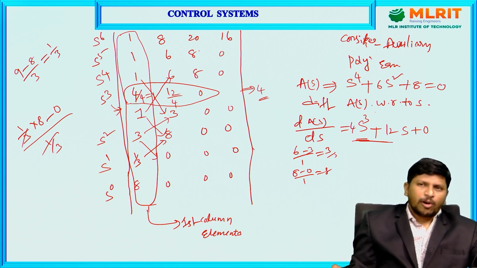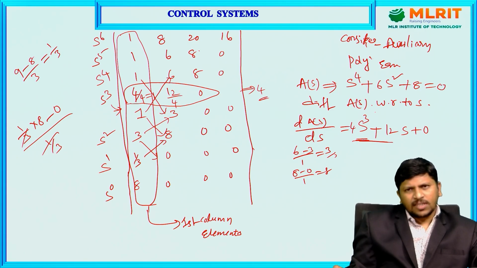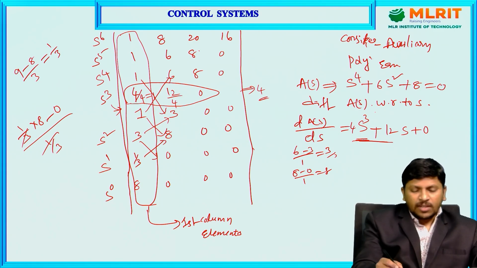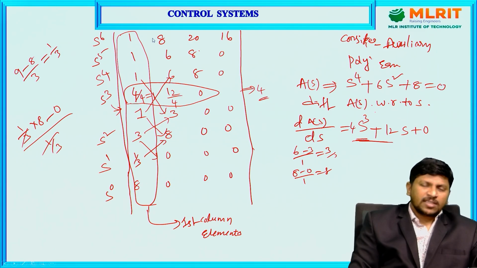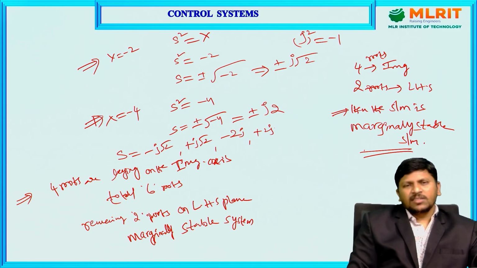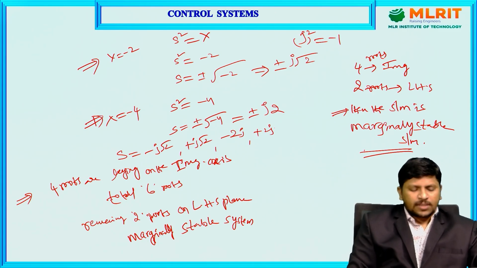But we have an auxiliary polynomial equation, which is also part of the characteristic equation. So we consider the roots of that auxiliary polynomial equation, and its roots are always on the imaginary axis. Then the system is marginally stable. So out of 6 roots, 4 roots are on the imaginary axis and the remaining 2 roots are on the left half of the s plane, so the system is marginally stable.